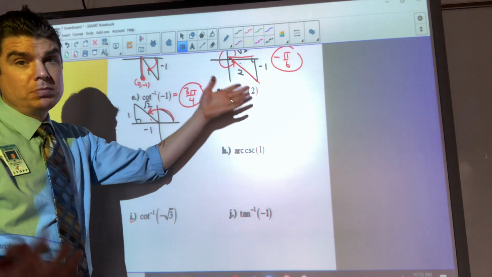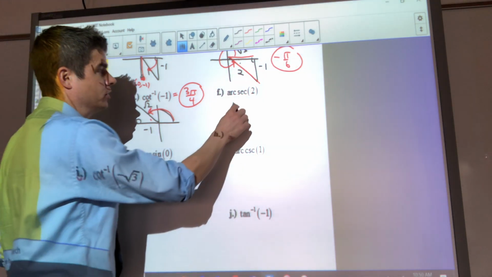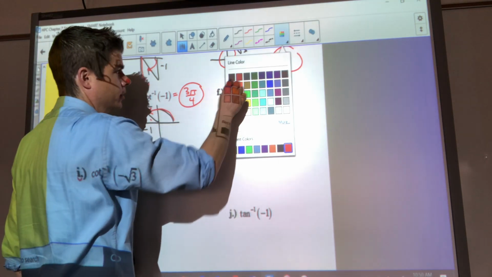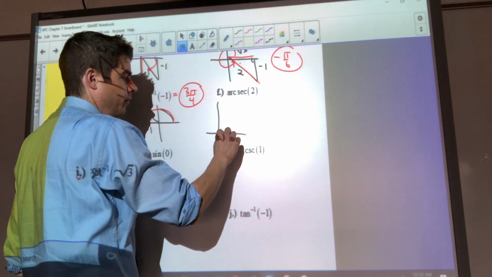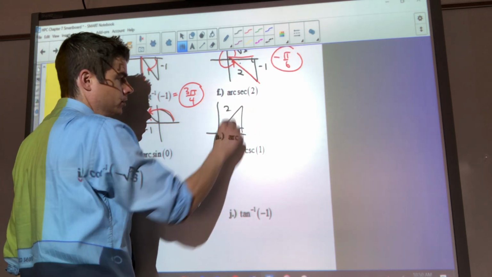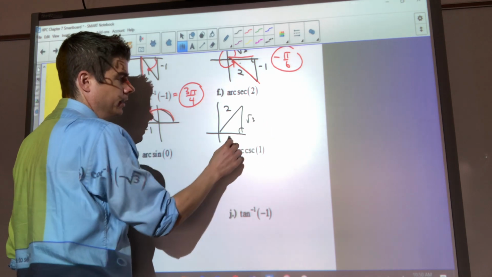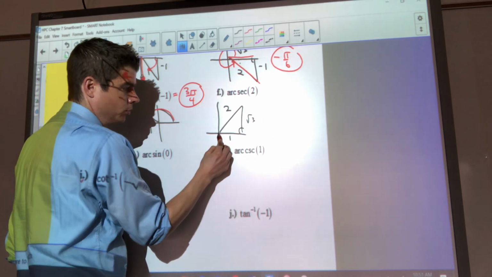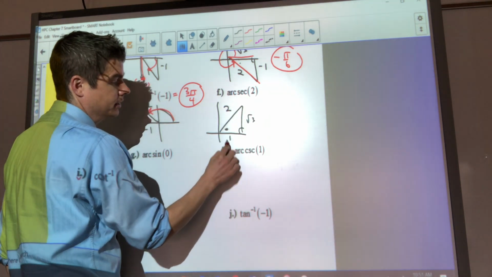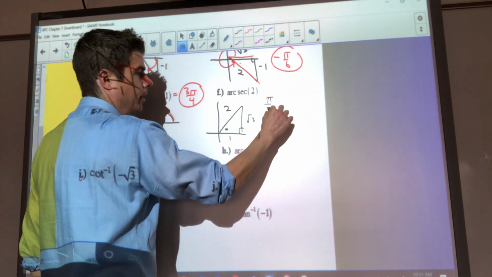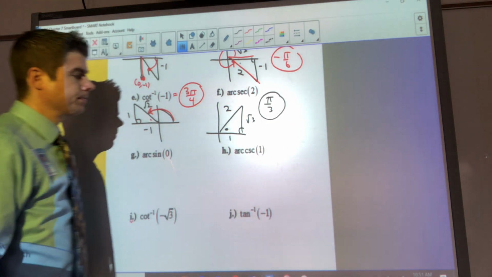Arc secant 2, it's positive. All positive ratios exist in the first quadrant. So I don't have to worry about any other values, just first quadrant, 2 to 1, root 3. Secant, remember, hypotenuse over adjacent. So that angle is 60 degrees, or pi over 3 radians.